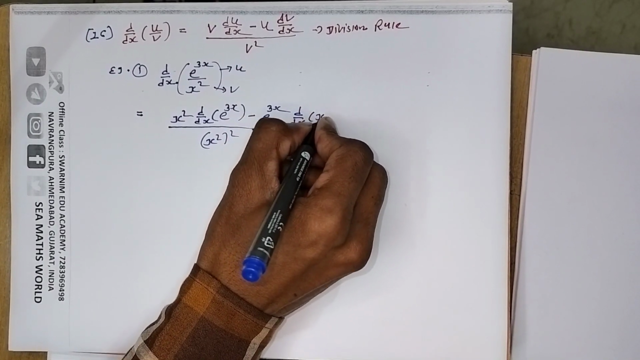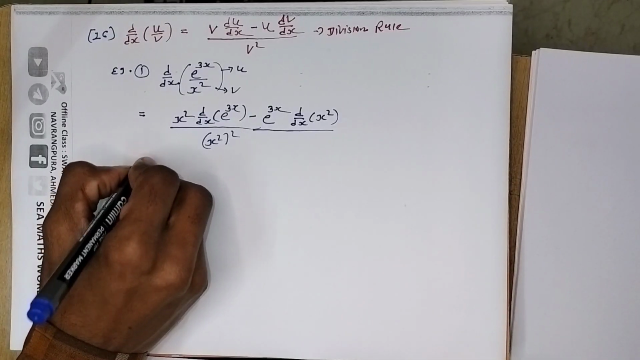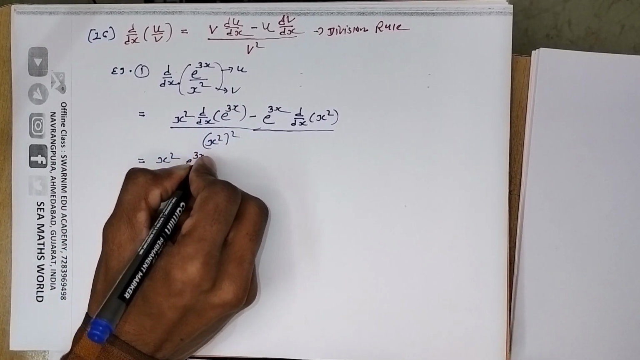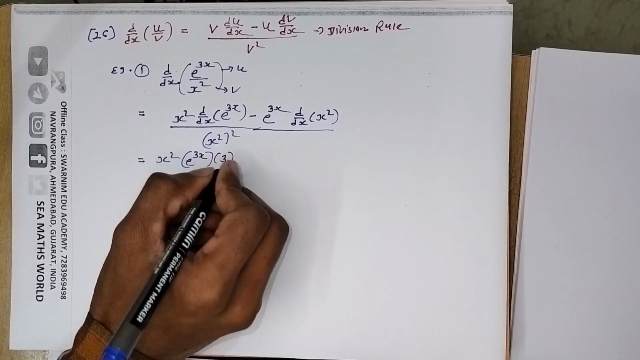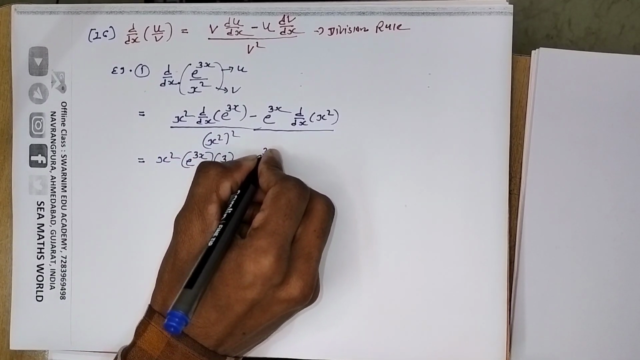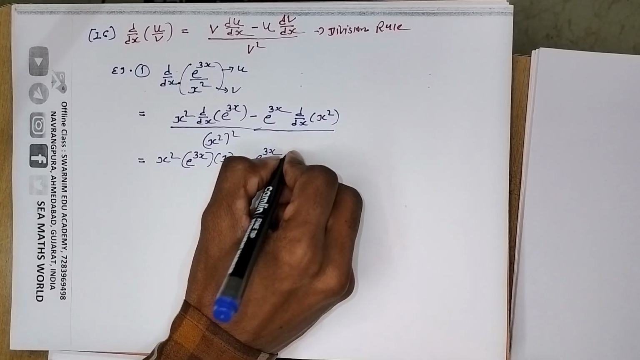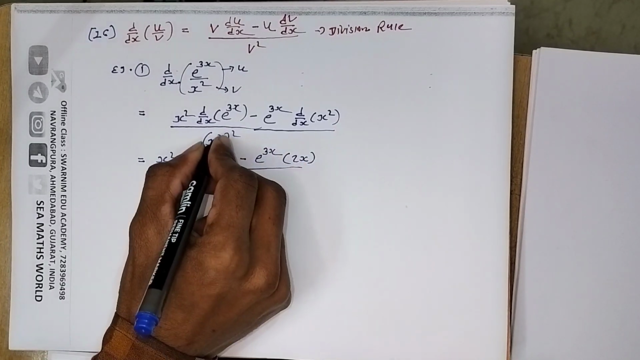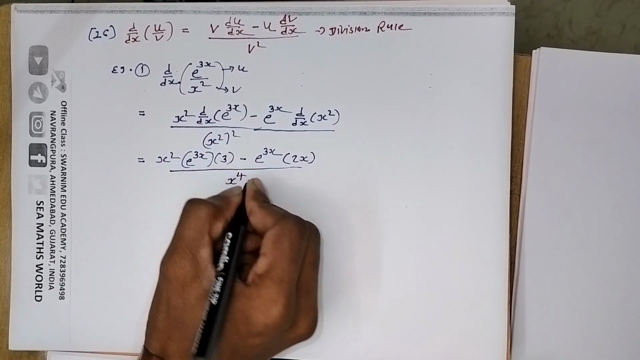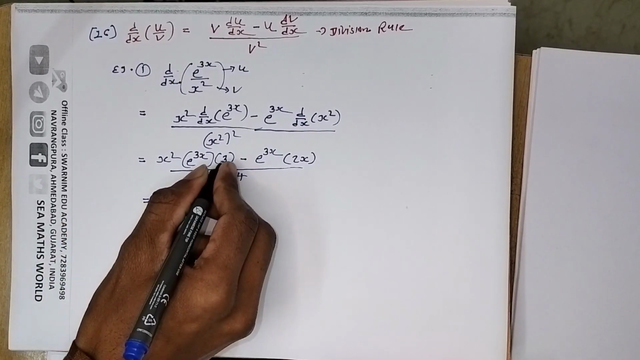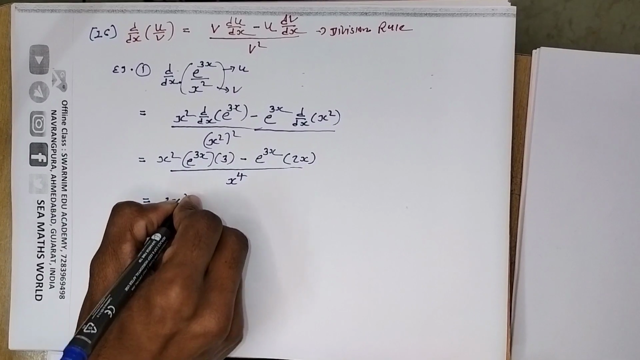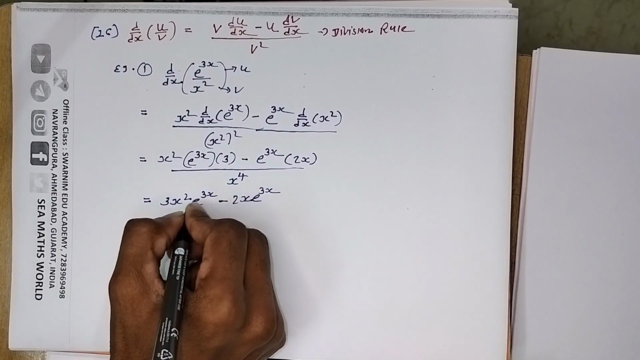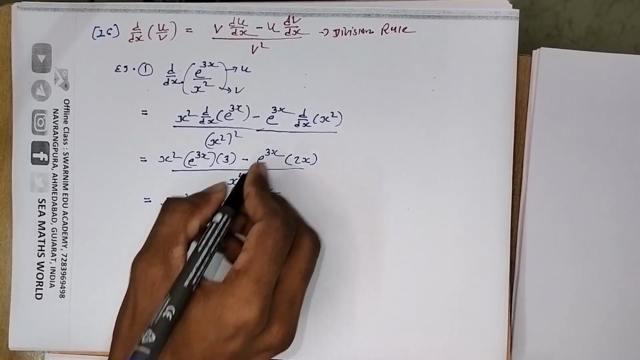Division term is x square. Okay, now x square, differentiation of e raised to 3x is e raised to 3x, and power 3x differentiation is 3, minus e raised to 3x. Differentiation of x square is 2x. Division x square, that will be x raised to 4. Now you may simplify. You can take 3 out: 3x square e raised to 3x minus 2x e raised to 3x upon x raised to 4. We have taken 2x forward.